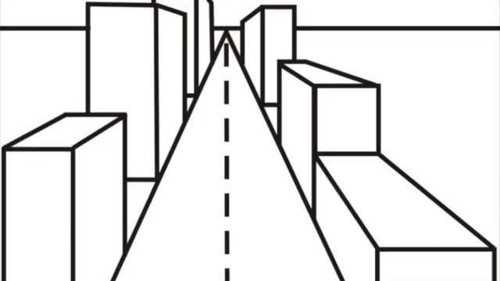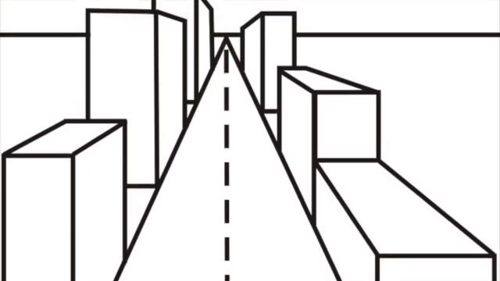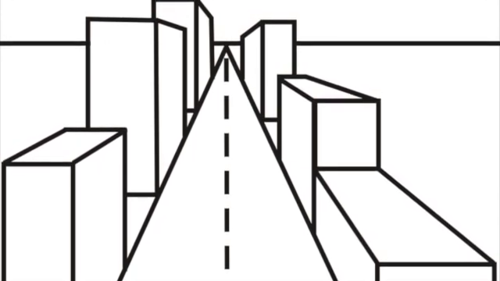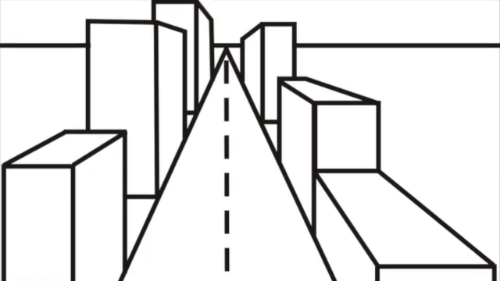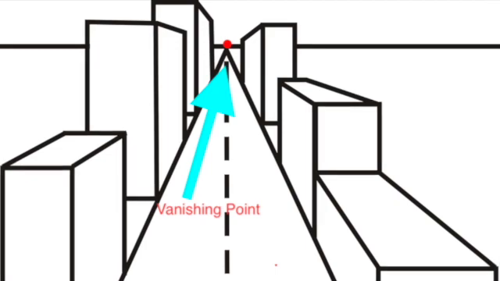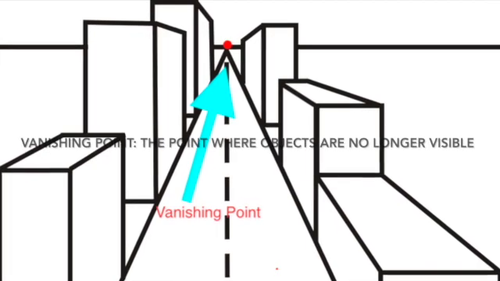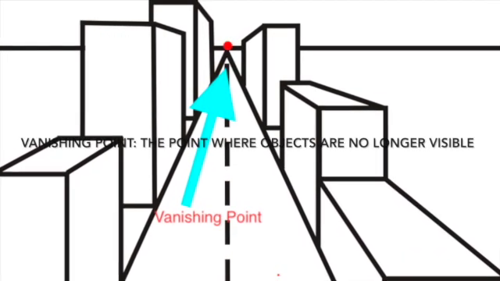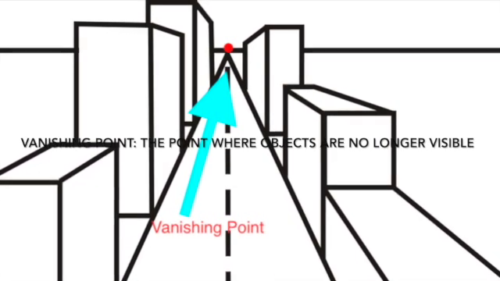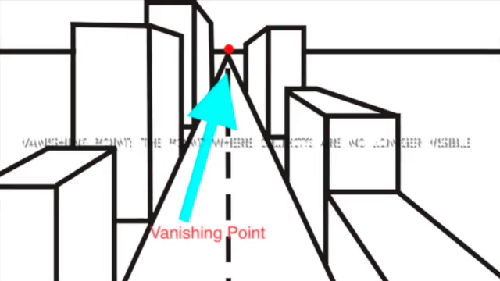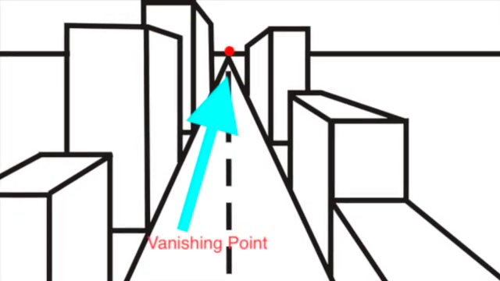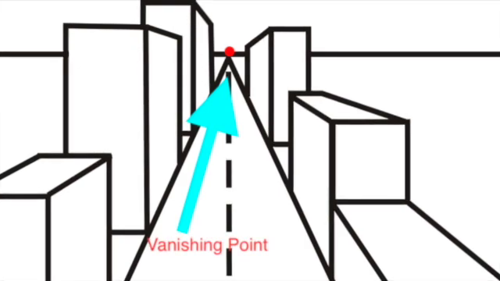Using certain angles and making sure that things are getting smaller and smaller as they go back into space is creating the illusion that this flat work is actually 3D. Perspective also uses something called a vanishing point. The vanishing point is the spot where all of the lines are pointing to and where all of the objects in the picture are getting smaller and smaller and smaller until they finally disappear at the vanishing point.